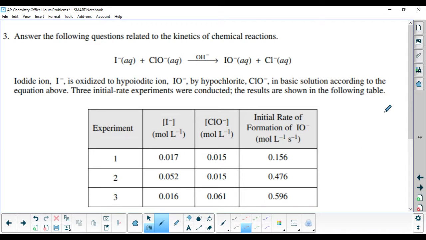All right, AP Chem. If you missed the office hour, this is the problem for today, May 12th. Go to the link and give yourself 18 minutes to finish this question and then come back for your answers.